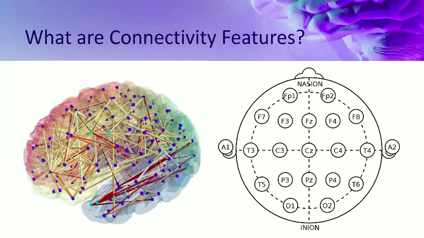Talking about connectivity features. In graph theory, the brain is modeled as a network consisting of nodes that represent the different areas of the brain, or it could also represent EEG channels, with directed or undirected edges between them that represent the functional connectivity between those respective nodes. On the right side, we have shown a standard 10-20 EEG montage with 19 EEG channels that are particularly used in this research project.